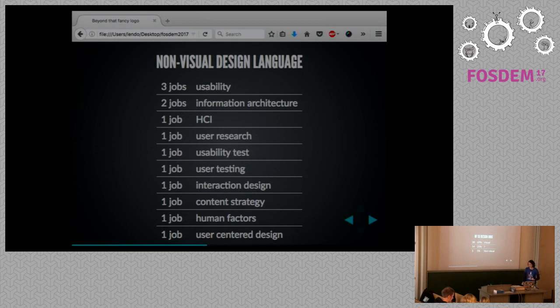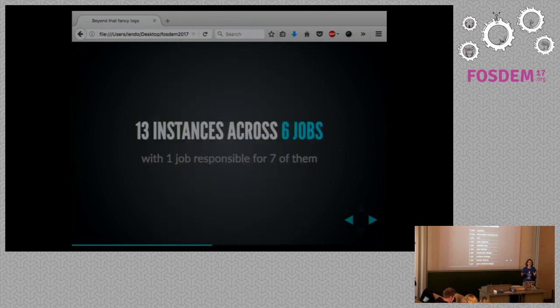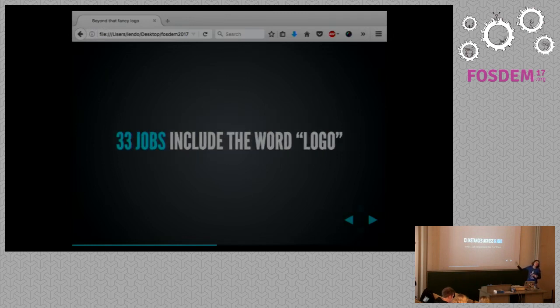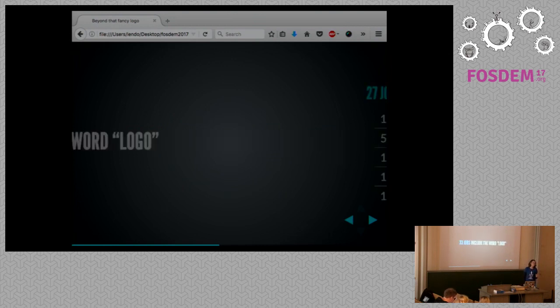I also looked at the kind of language people used in the job titles and the job descriptions, and I found 13 instances of non-visual design languages. Things like usability, information architecture, human-computer interaction, user research, user testing, this kind of thing. 13 instances, but they appear only in 6 jobs. And in fact, 1 job was responsible for more than half of them. By contrast, 33 jobs of the 55 included the word logo.